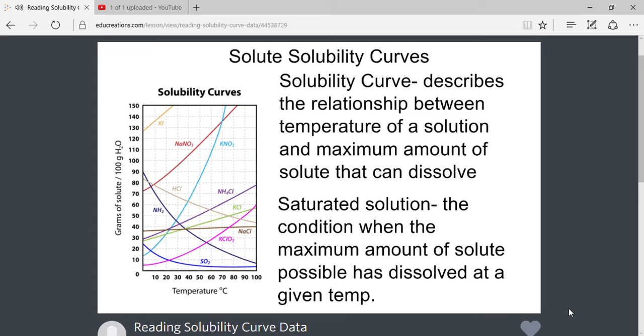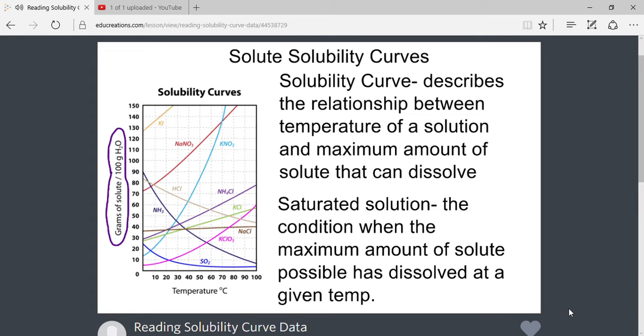If we look at the trend for potassium iodide in the curve below, we can see that as the temperature increases, the solubility of the chemical potassium iodide also increases. The solubility is described as the number of grams of solute dissolved in 100 grams of water.